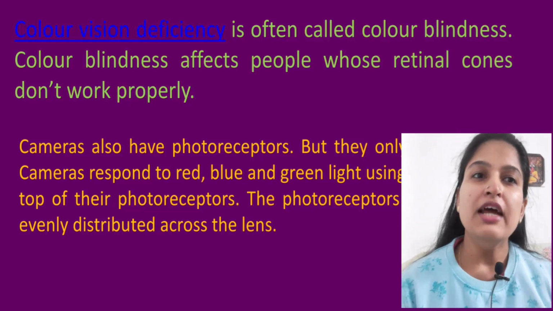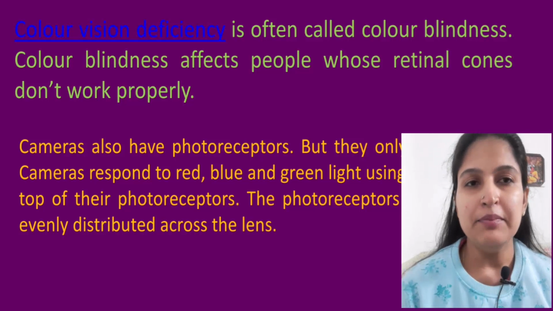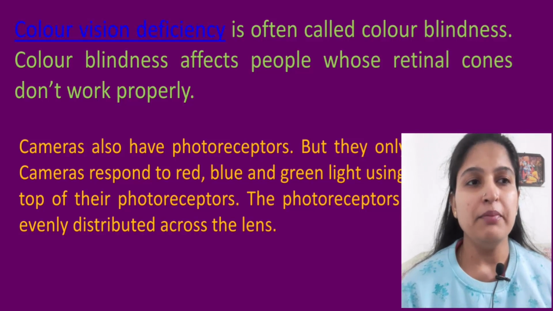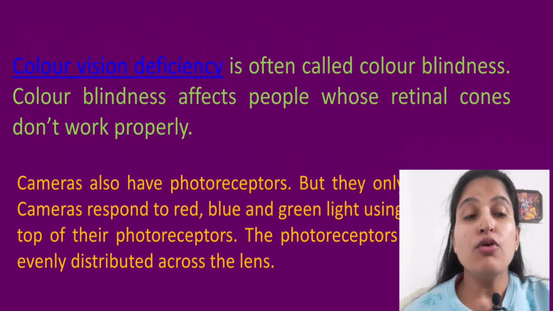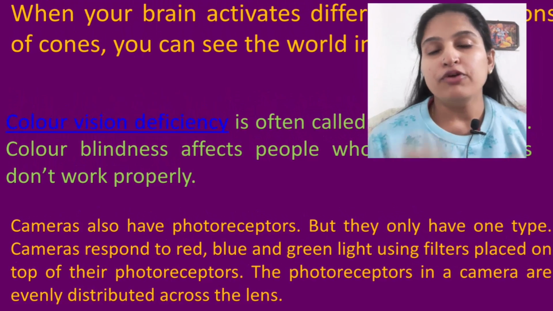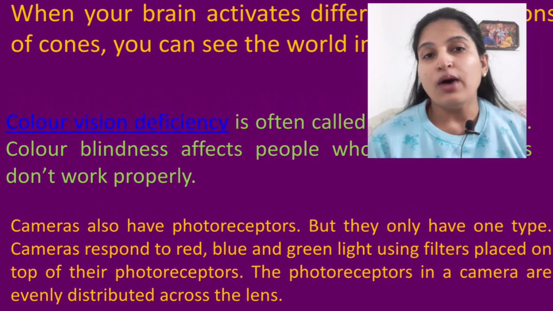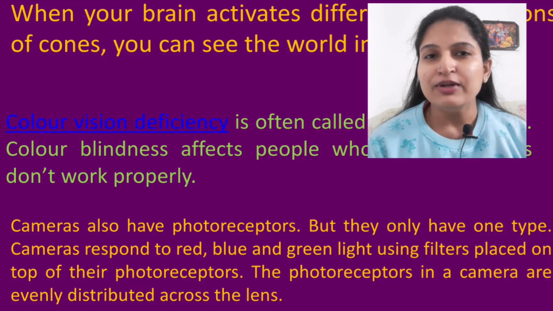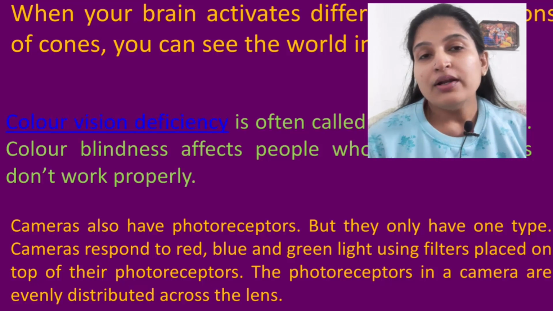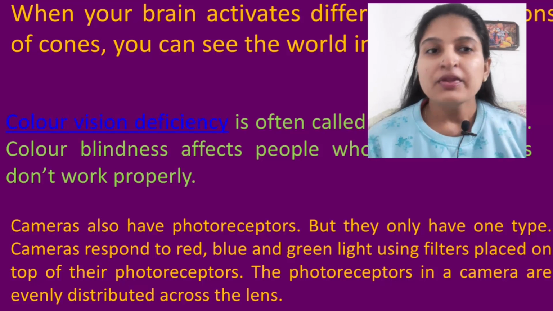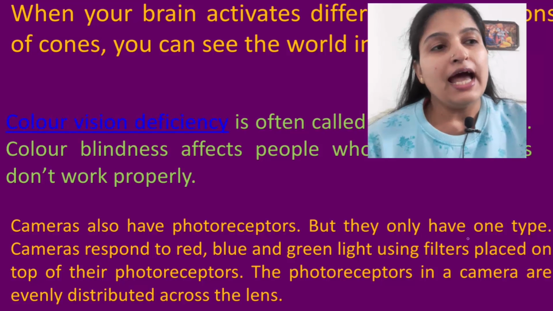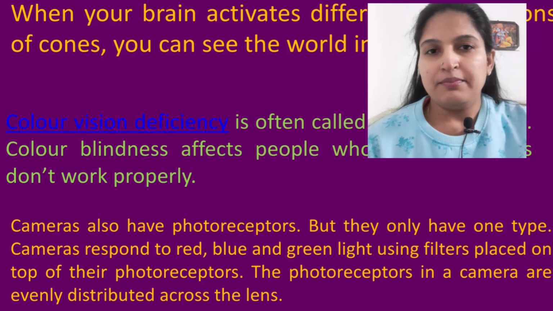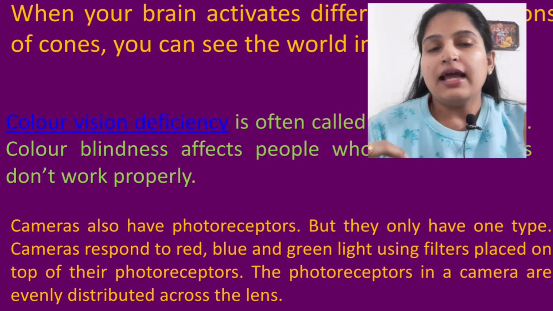So color vision deficiency is often called color blindness. Color blindness affects people whose retinal cones don't work properly. Okay, so cameras also have photoreceptors. We have talked about the eye, how through our eyes we can see various colorful things. So how do these things work in a camera? Cameras also have photoreceptors, but they only have one type of photoreceptor. So they can't really distinguish various kinds of colors.